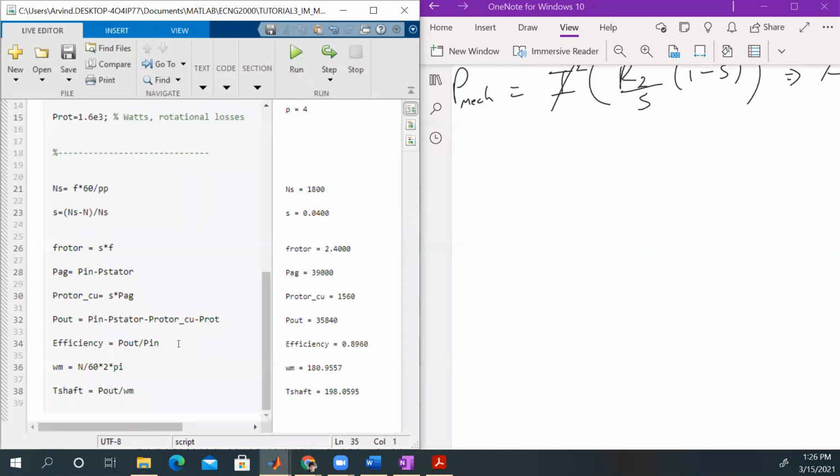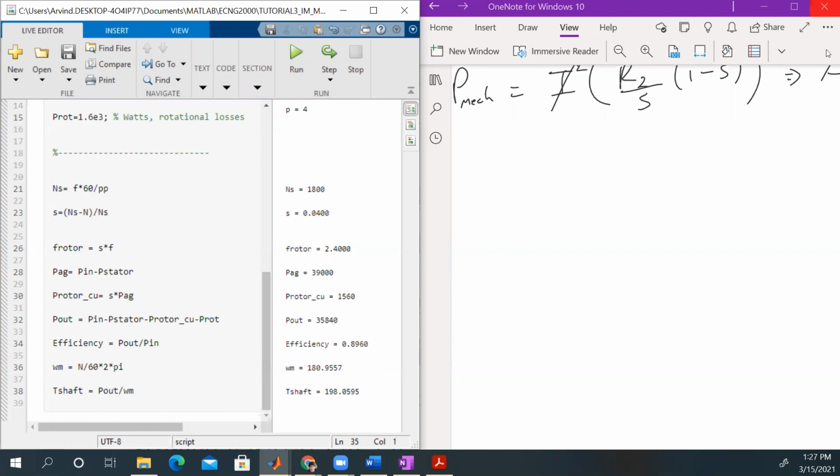Good. So we want P out on omega m. We have what the n is, so we could convert that to omega. Divide by 60 to get revolutions per second, and then we multiply by 2 pi because every revolution is 2 pi radians. And we divide it and we get 198.0595 Newton meters.